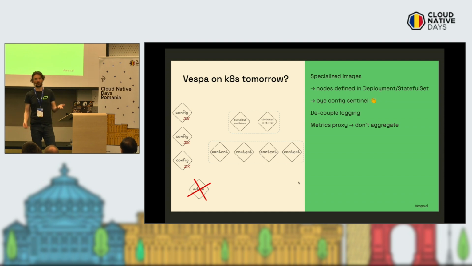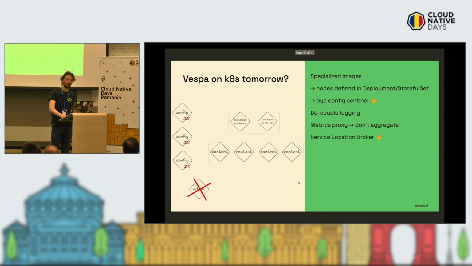An easier lift is to decouple logging, so we can simply log to standard output and let the specialized tools deal with it. The metrics proxy doesn't have to, and I think this applies to Elasticsearch as well, aggregate if Prometheus can do that kind of work. And then that service location broker, I think, can go away if we can use a service here that looks at the content nodes.